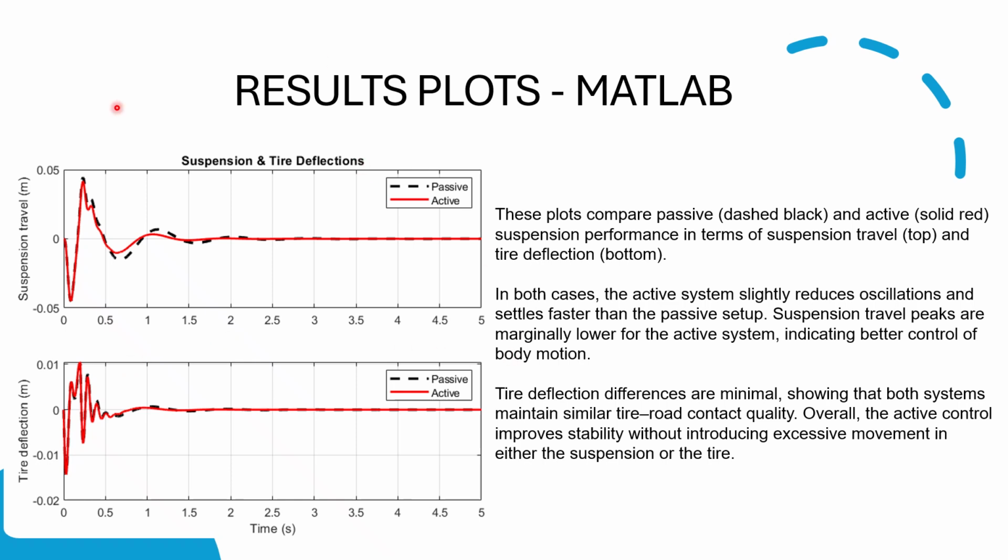Here we compare suspension travel and tire deflection for both passive and active, with passive shown in the dashed black and active LQR shown in the solid red. In both cases, the active system slightly reduces the oscillations and settles faster than the passive setup.